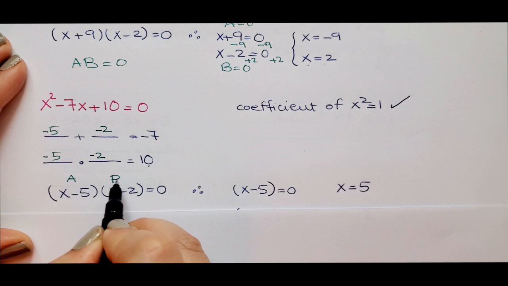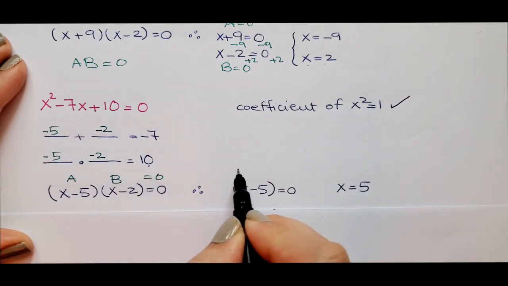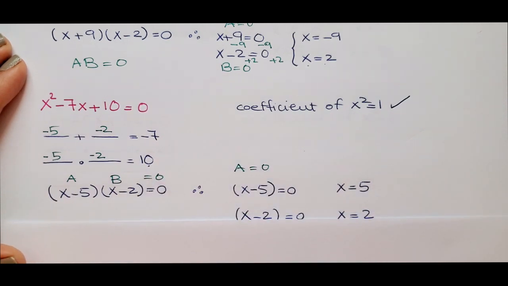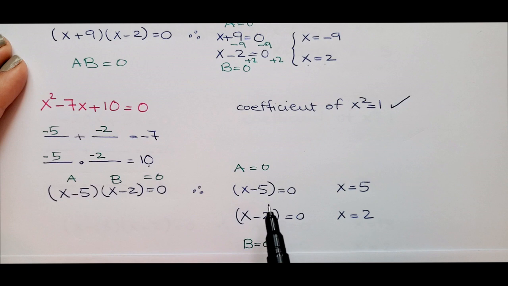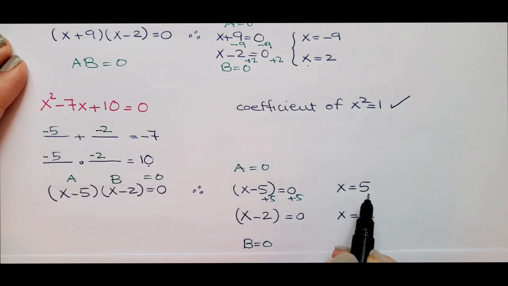A times b is equal to 0, so either a is 0 or b is 0. From here, you have two simple linear equations. You add plus 5 to both sides of this linear equation to isolate the x, so x would be 5. In the second one, you add plus 2 to both sides to isolate the x, and the final value for x would be 2.